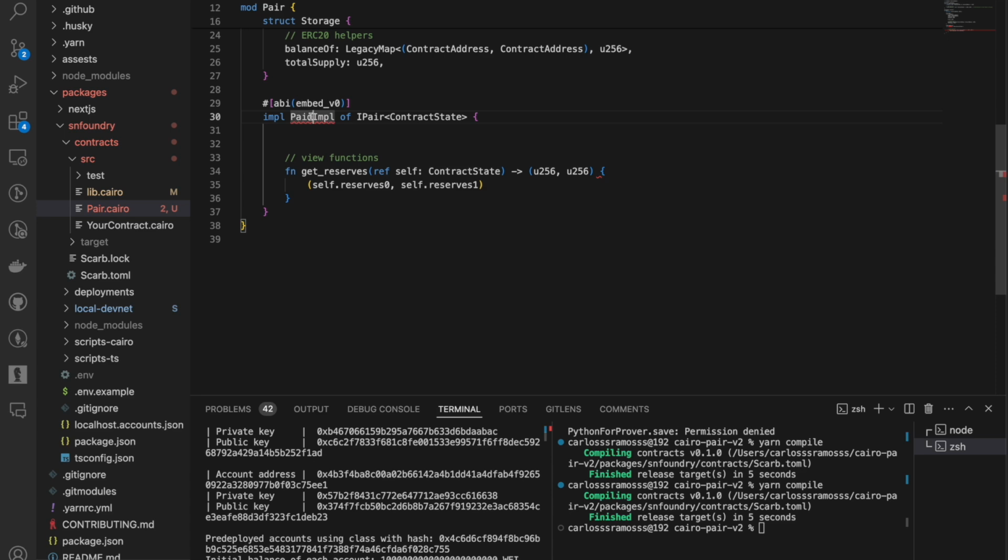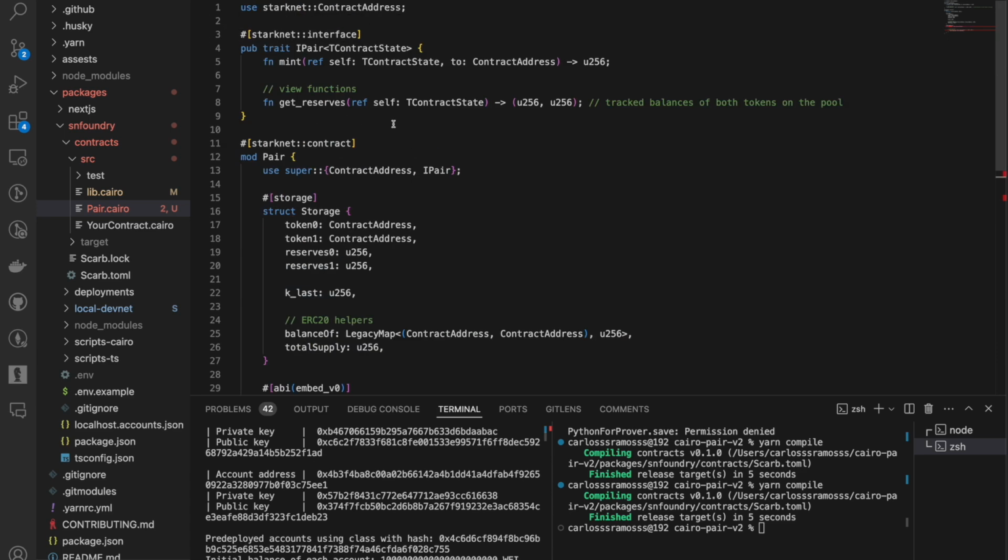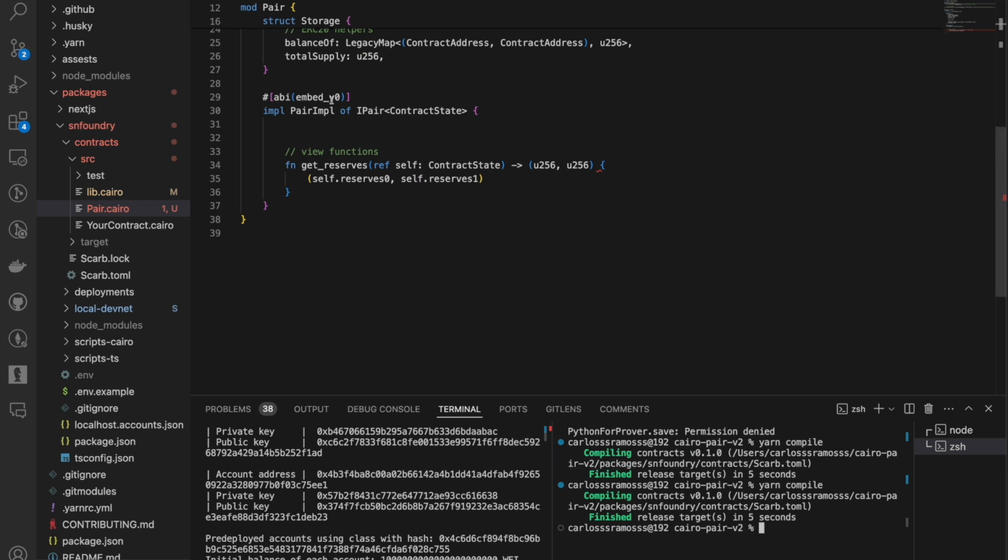Okay, pair implementation. Okay, we're missing the mint, so I'm gonna just first comment this out. We're not using the mint yet. Let's just read. We're gonna be reading from here and reading from here. Let's see if this compiles. Okay, so this compiles. It's working well.